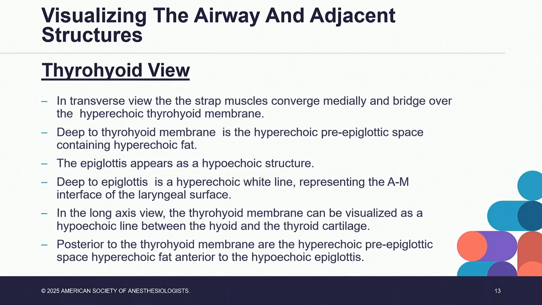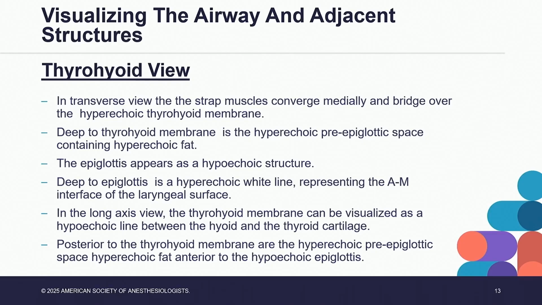Also, in the thyrohyoid view in the transverse view, the strap muscles converge medially and bridge over the hyperechoic thyrohyoid membrane. Deep to the thyrohyoid membrane is the hyperechoic epiglottic space, which contains epiglottic fat. The epiglottis appears as a hypoechoic structure. Deep to the epiglottis, we have the hyperechoic line, which is the air mucosal interface of the laryngeal muscle.